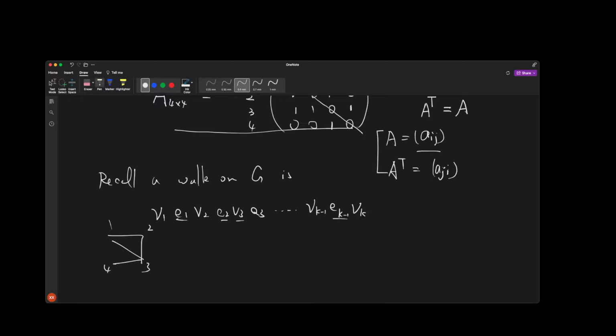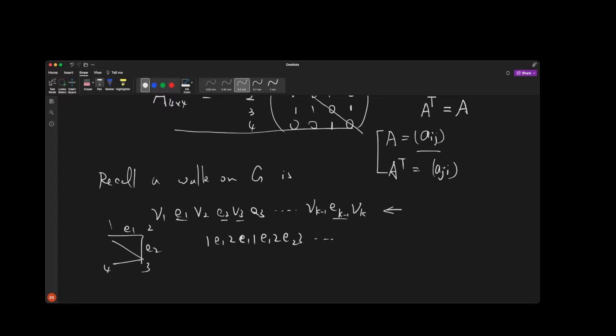I can put 1. For example, this is E1, E1, 2, E1. I can come back. Okay, E1, 1, E1, 2, whatever. Here we got E2, maybe E2, 3, E2, 3, and so on. So this is the walk.